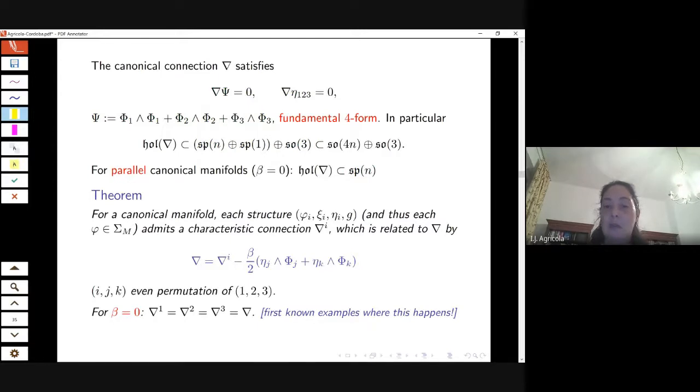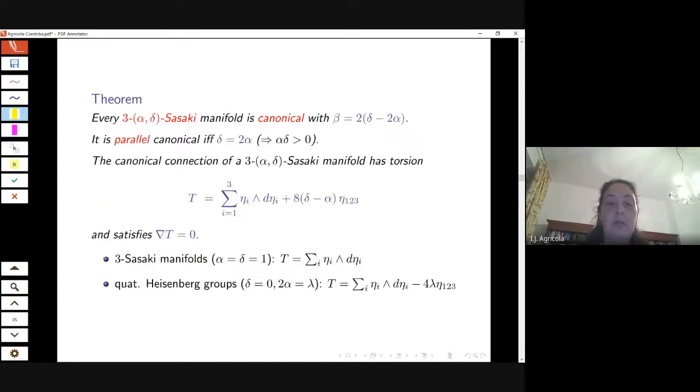Good. Okay, and this is how you compute it. That we don't need. Now, going back to phi alpha delta Sasaki manifolds, the upshot is that these are canonical. And this function beta is actually a constant, and beta is just twice delta minus 2 alpha. It should not surprise us that it's 2 alpha and not alpha, because we had seen that for phi Sasaki, which corresponds to delta equal to alpha, the 3 connections were not equal. So we see it's parallel if and only if this happens, and we see that the parallel case can only appear if it's a positive 3 alpha delta Sasaki manifold.